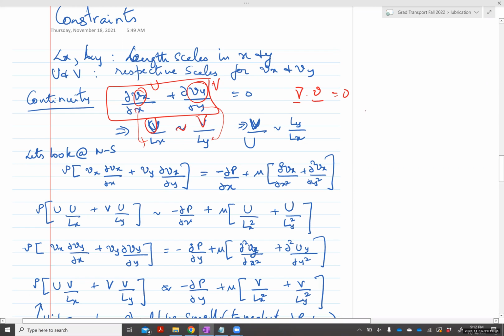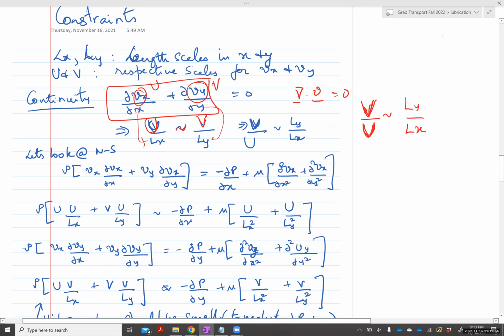So look at this. I'm just rearranging. If you rearrange, what do you get? You get V over U is almost the same as Ly over Lx. So the magnitude of the velocity in the y direction is V, and the magnitude of the velocity in the x direction is U. So V over U is Ly over Lx.